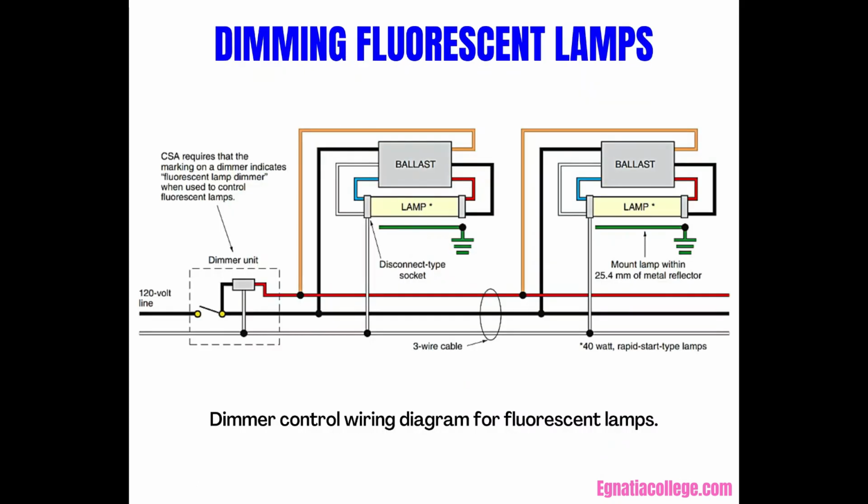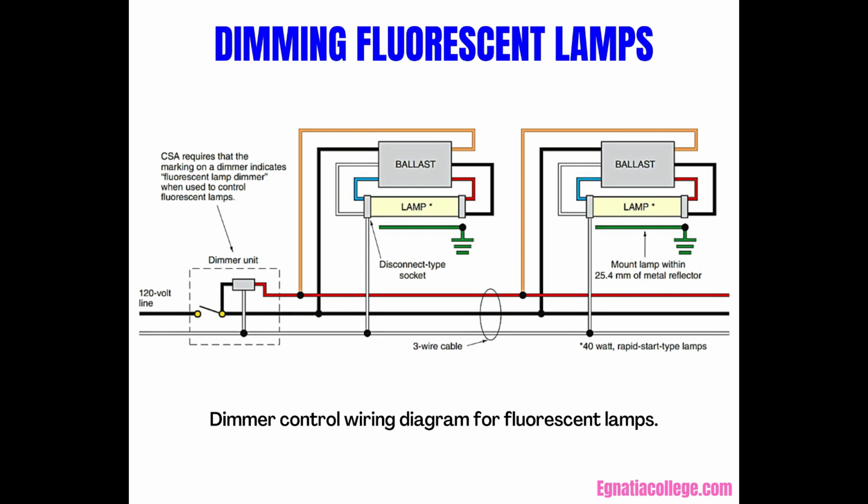Dimming fluorescent lamps. To dim incandescent lamps, the voltage to the lamp filament is varied, raised or lowered, by the dimmer control. The lower the voltage, the less intense the light. The dimmer is simply connected in series with the incandescent lamp load. In fluorescent lamps, the connection is not a simple series circuit. To dim fluorescent lamps, special dimming ballasts and dimmer switches are required.